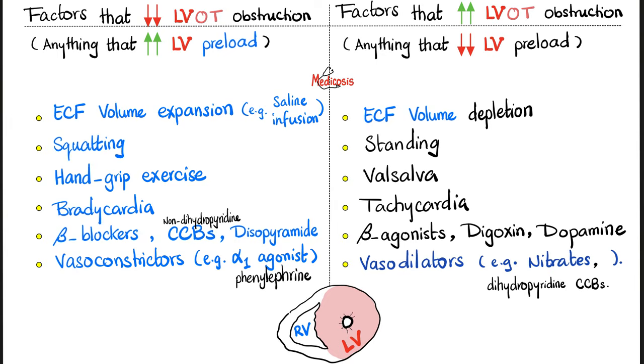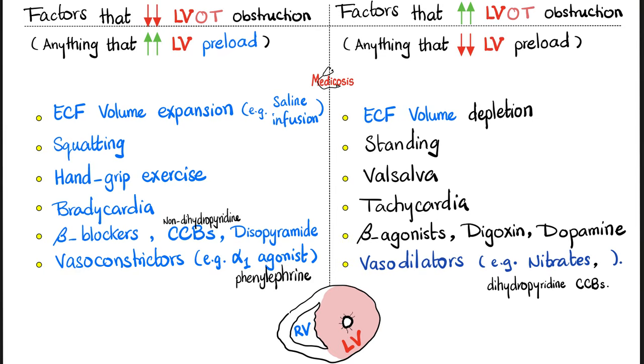How about squatting? This increases my preload. How about hand grip? It increases afterload. Bradycardia. Well, the heart slows down a bit so we can fill it more with blood, and when we fill it more with blood, there is less obstruction.